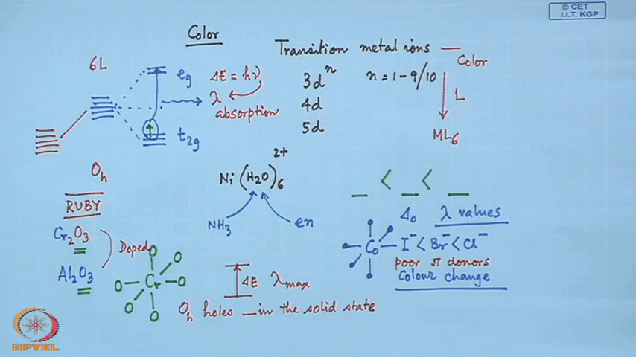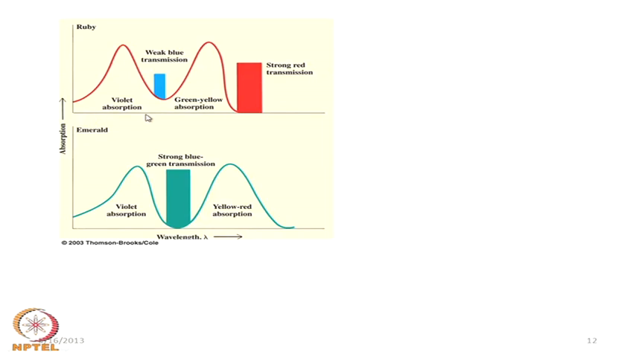So, in that solid state structure basically we will be getting those holes and chromium will be in the oxide environment, and the chromium, depending upon the corresponding number of unpaired electrons, we can have the corresponding spectroscopic states, and those spectroscopic states will be utilized for transition. So, what we see is that we have absorption in the violet range and absorption in the green yellow range. So, we will have weak blue transmission as well as strong red transmission.